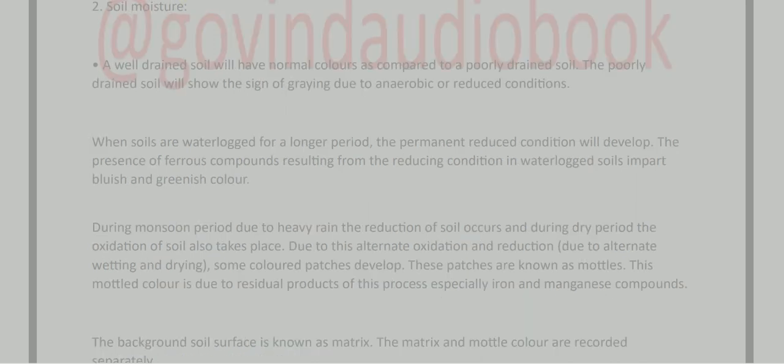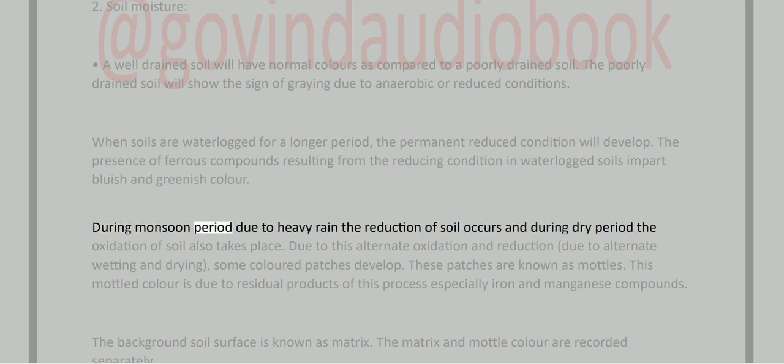2. Soil moisture. A well-drained soil will have normal colors as compared to a poorly drained soil. The poorly drained soil will show the sign of graying due to anaerobic or reduced conditions. When soils are waterlogged for a longer period, the permanent reduced condition will develop. The presence of ferrous compounds resulting from the reducing condition in waterlogged soils impart bluish and greenish color.